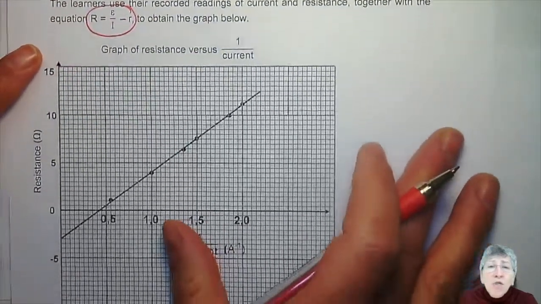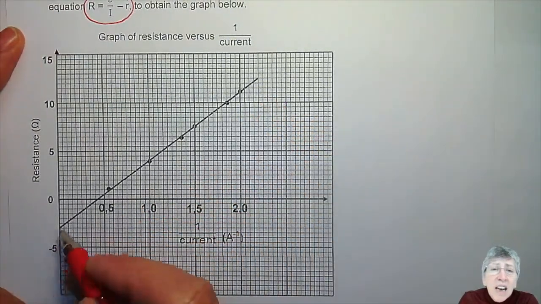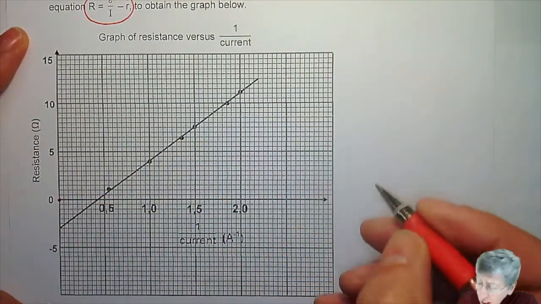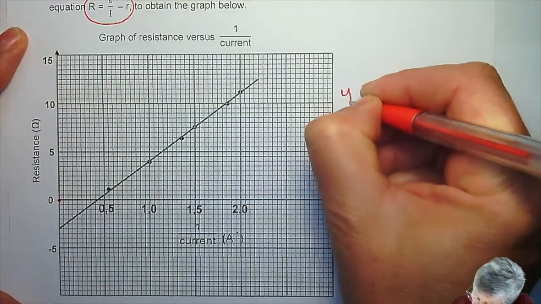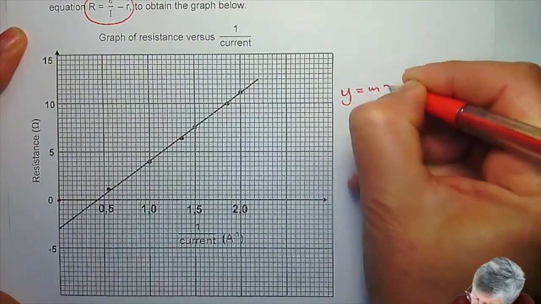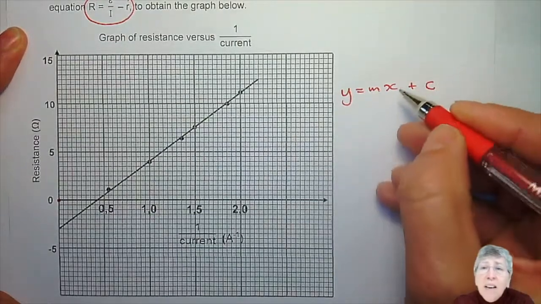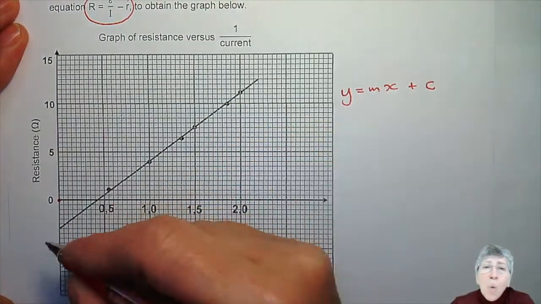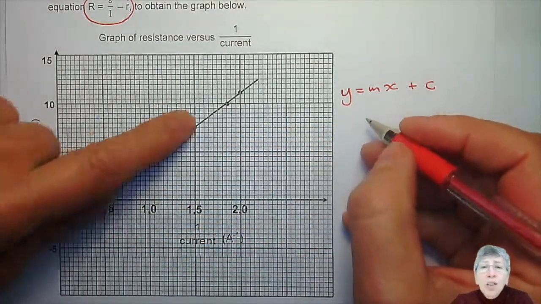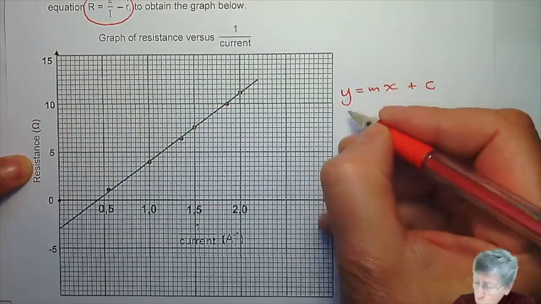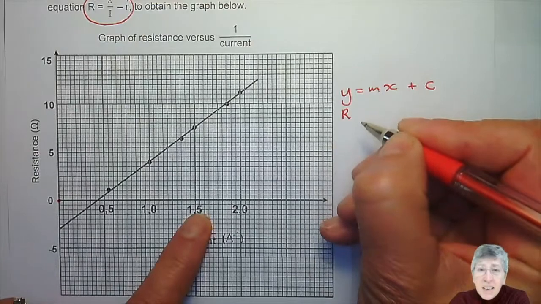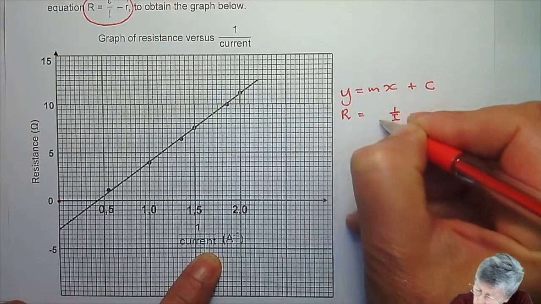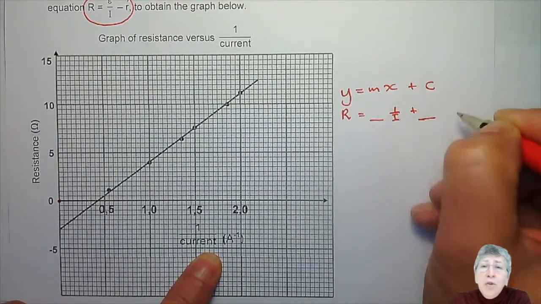Now, when I look at this graph, you will see the graph is a straight line and it is not through the origin. And the moment I have a graph like that, I'm going to try to write an equation in the form of y equals mx plus c. Here you will remember m refers to the gradient of that line and c is the y-intercept. So what do I need to do? I need to have resistance in the y position, and I need to have 1 over current in that x position, and then whatever is necessary to make a true equation.